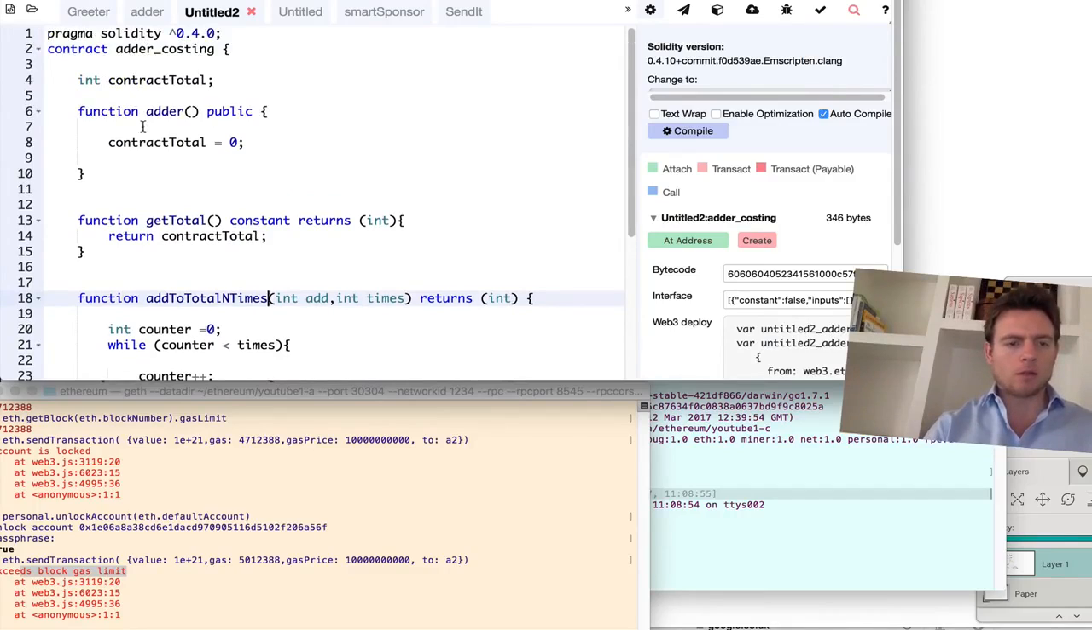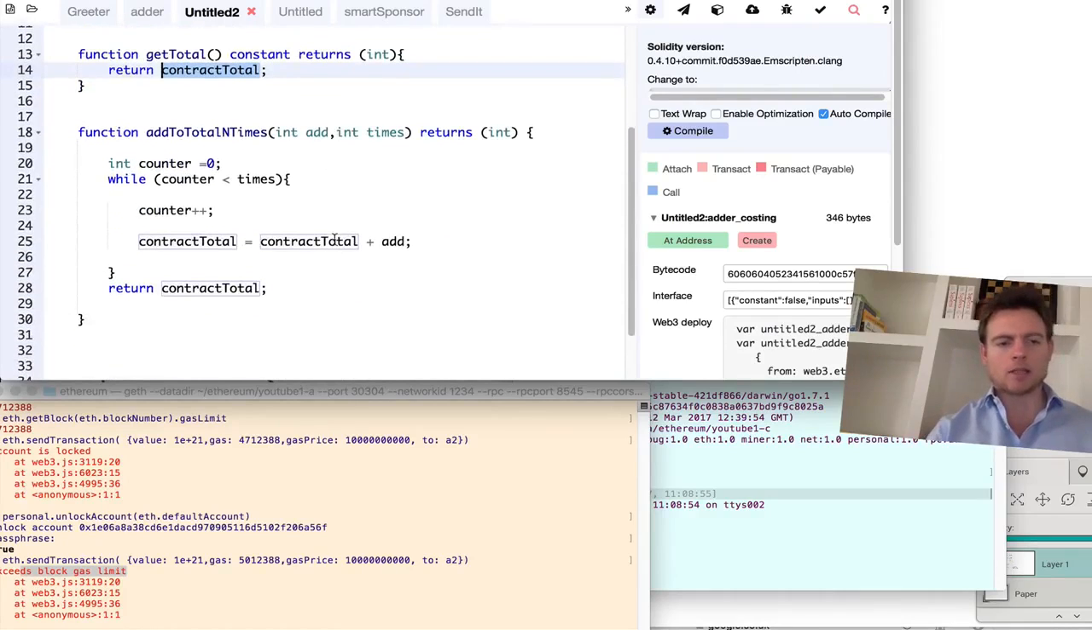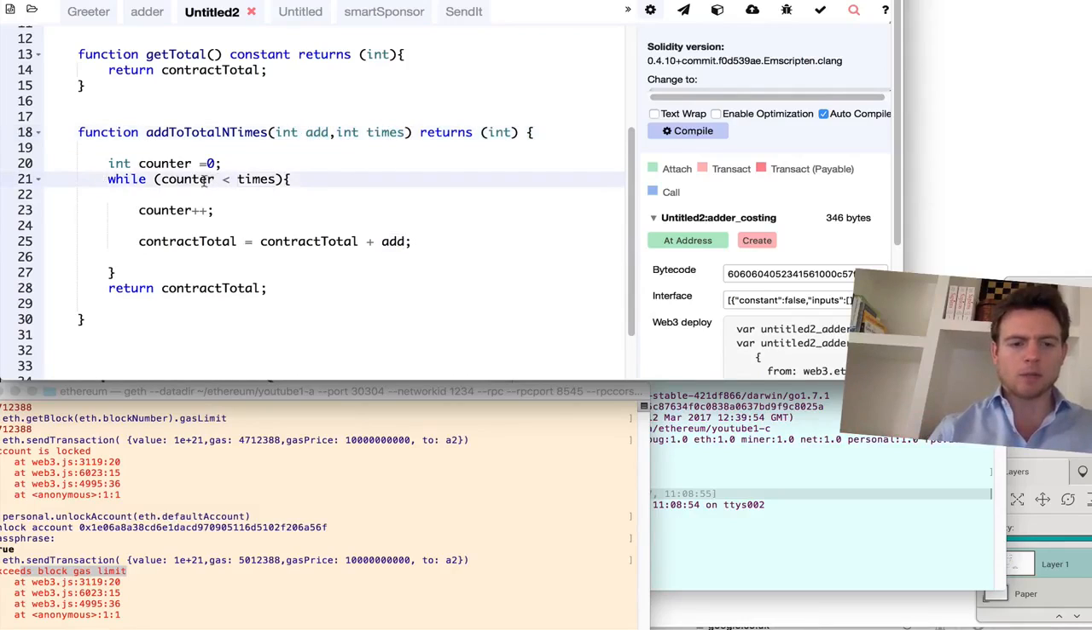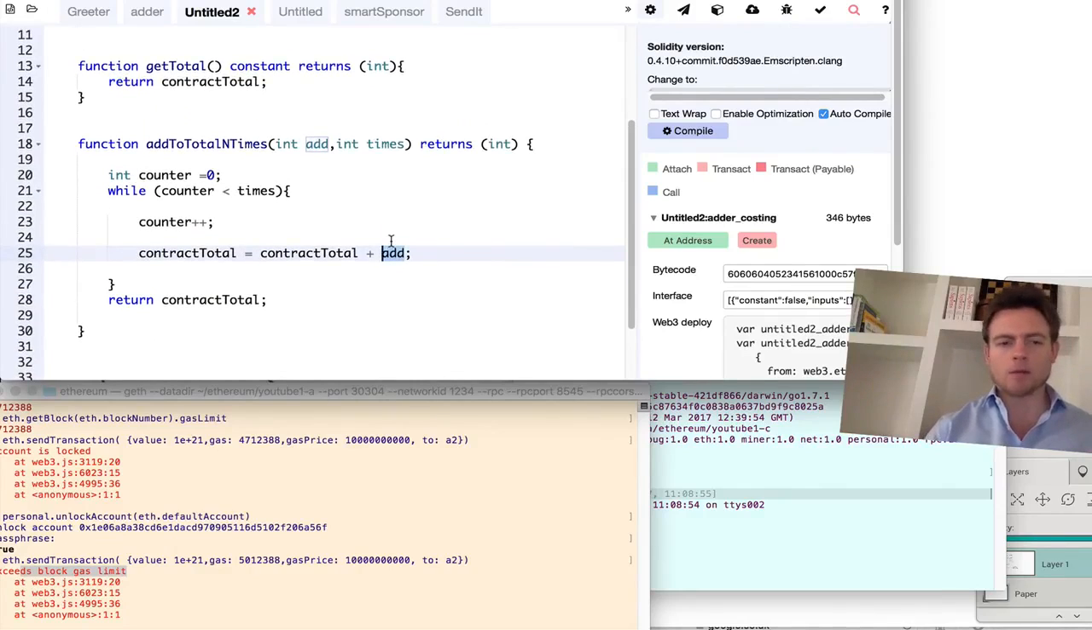So, a new contract. It has one contract variable called contract total, and has a getter method so we can fetch that. But then it has another method called add to total n times, right? The idea is that we're going to specify an increment to add to our total, and a number of times to do it. You can see the code here is very simple. We're going to increment the counter each time until we get to, let's say, 10 times. We're going to do it 10 times, and we're going to increment the contract total by the amount to add, right?